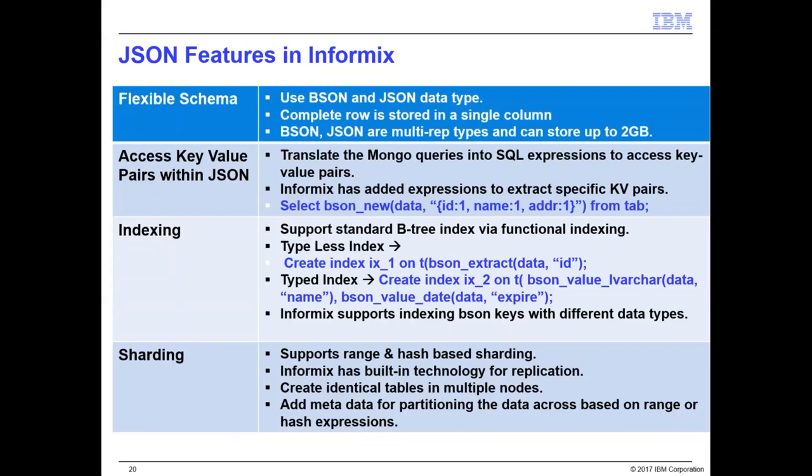And we support indexing BSON keys with different data types. We support range and hash-based sharding. We have built-in technology, as you know, for our replication, and we build over the top of enterprise replication the ability to do our sharding. And we create identical tables in multiple nodes through sharding, with different key values, otherwise the tables are identical. And we add metadata for partitioning the data across the different shards based on range or hash expressions.